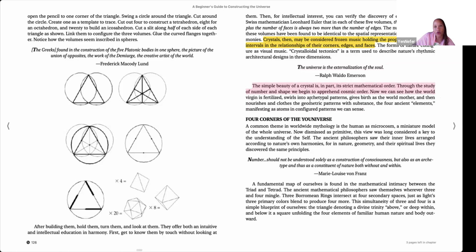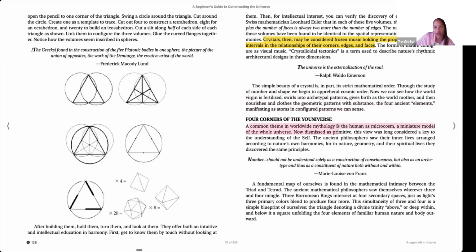Now we can see how the world virgin is fertilized, swirls into archetypal patterns, gives birth as the world mother, and then nourishes and clothes the geometric patterns with substance, the 4 ancient elements manifesting as atoms in configured patterns we can sense. 4 corners of the universe.